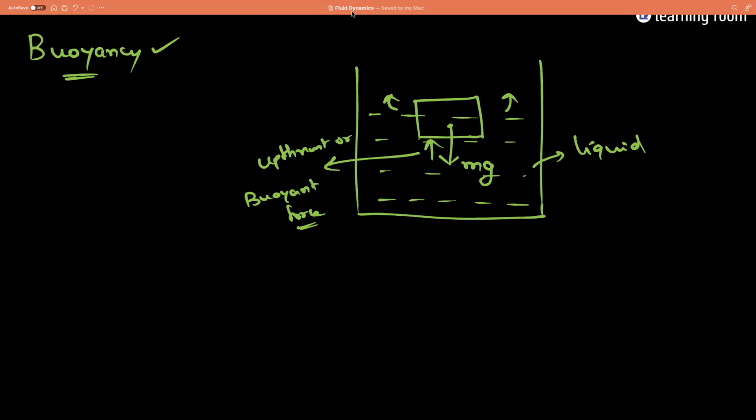So buoyant force is a reactive force. Yes, we can say that. Since this force is a vector quantity, it needs to have a direction associated with it. So write it down.